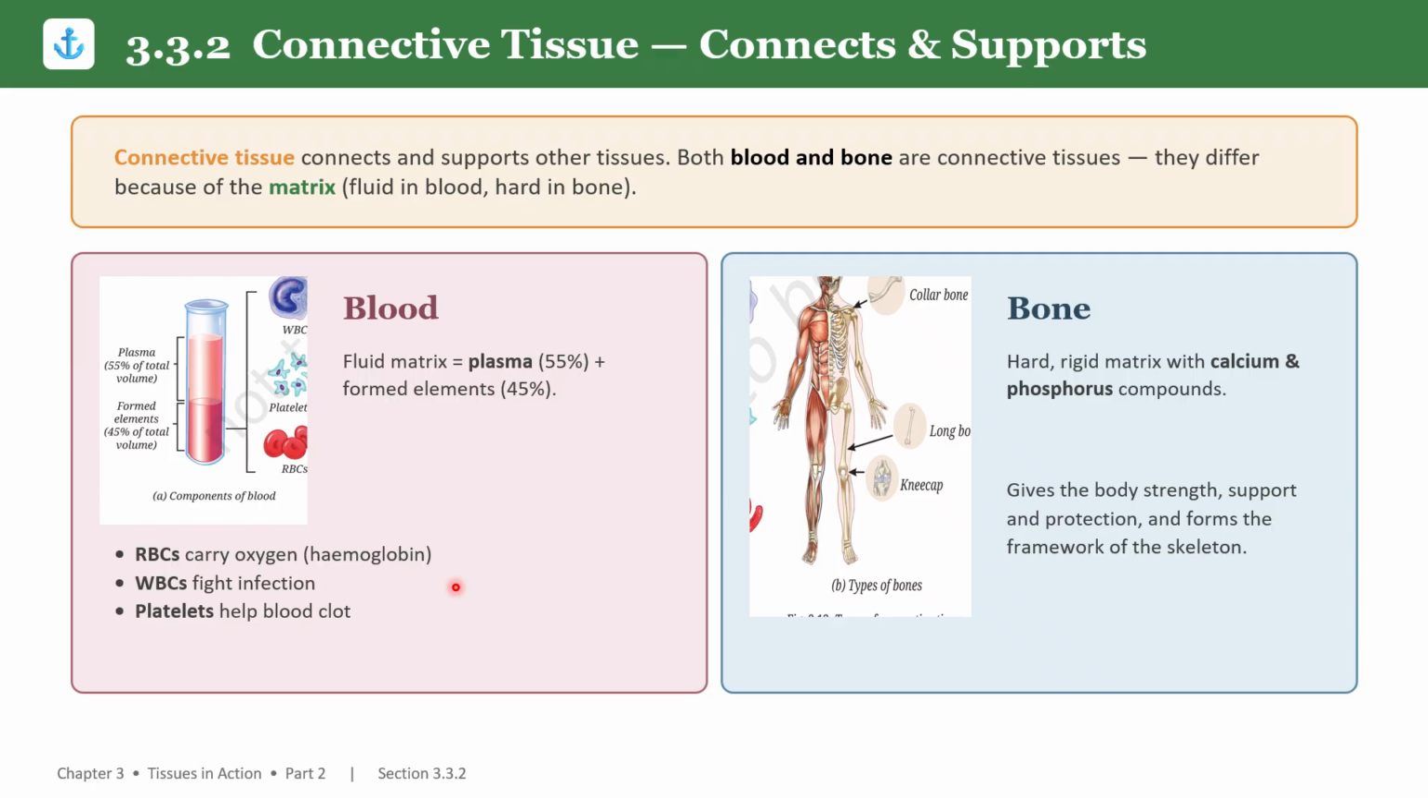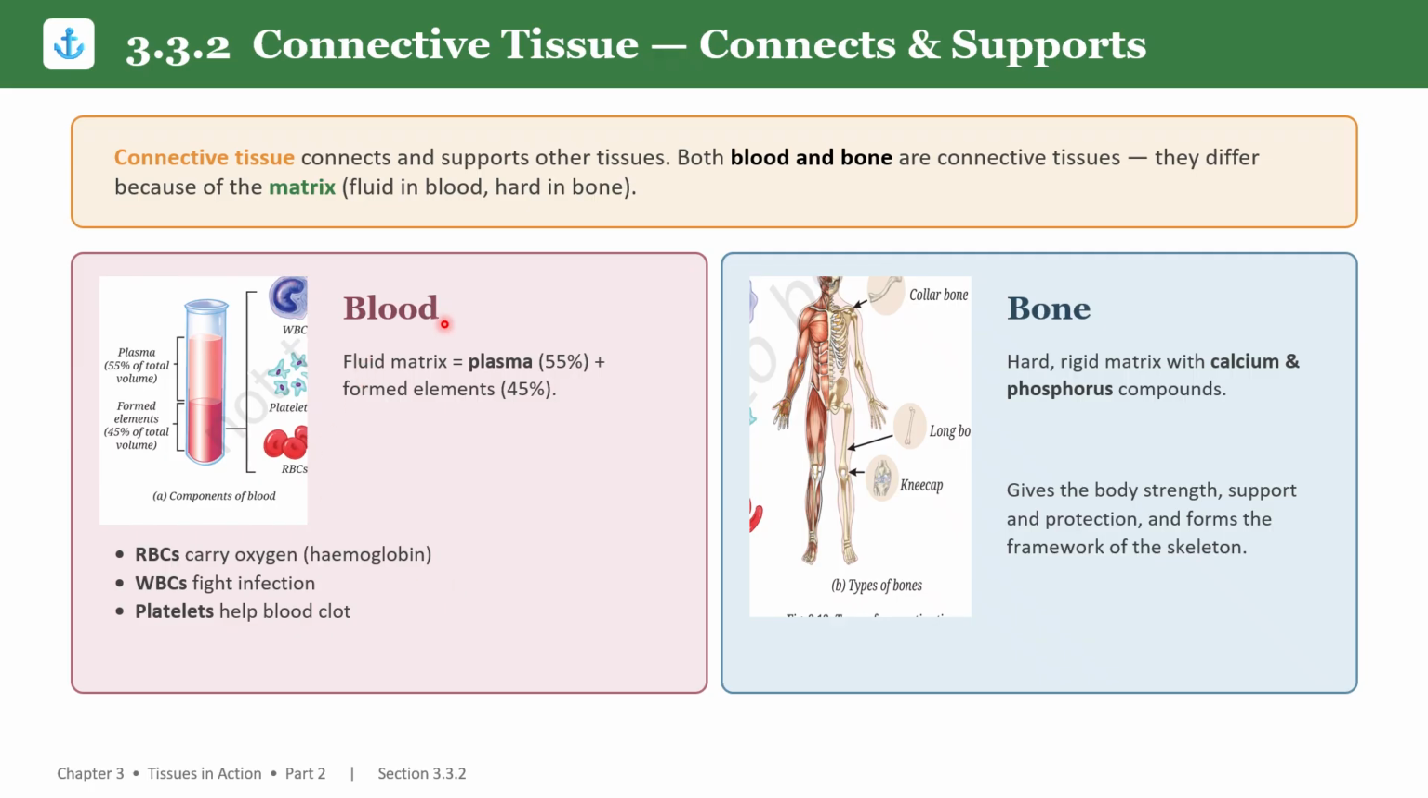So let's start with the connective tissues. Unlike epithelial tissue that covers the organs, connective tissues join different body parts together. It provides support, connection, transport, and also protection. Our NCERT book has introduced blood and bone first because both are connective tissues.